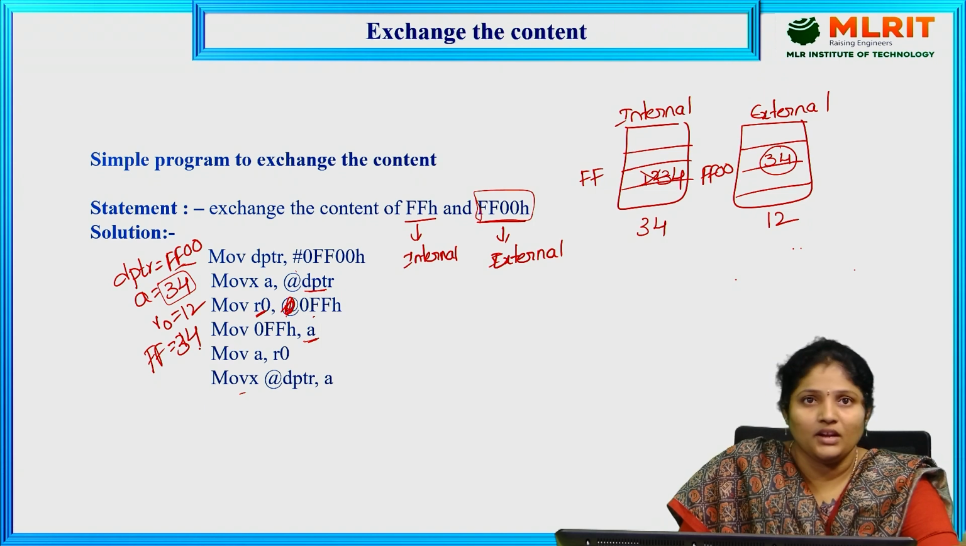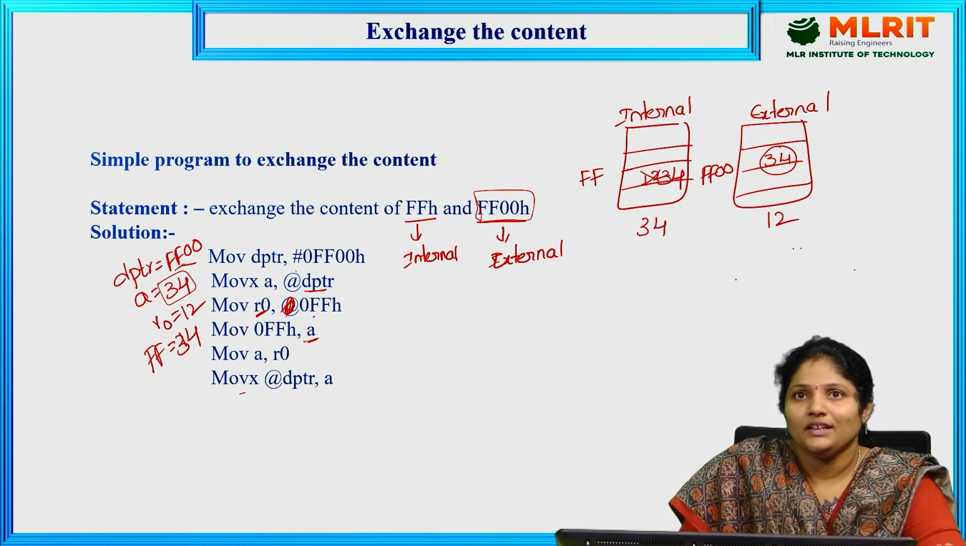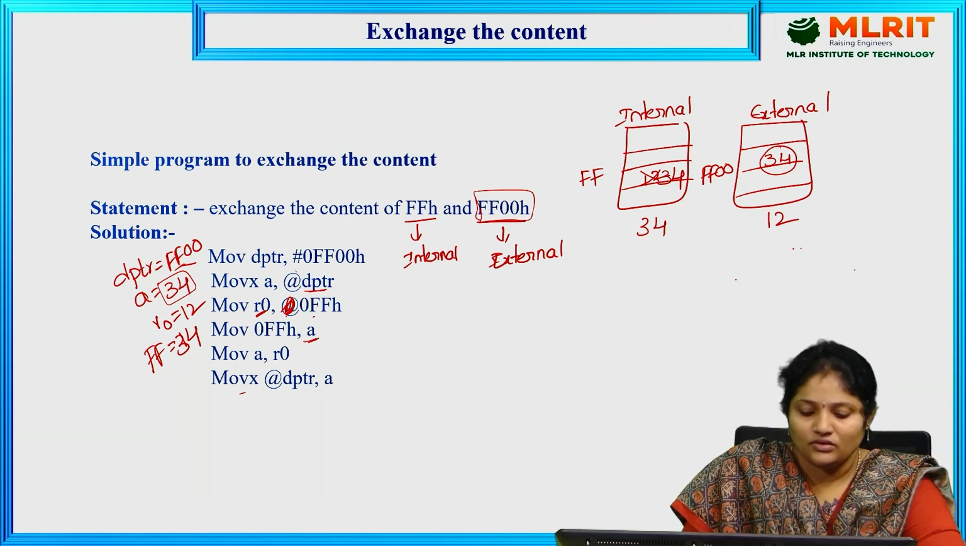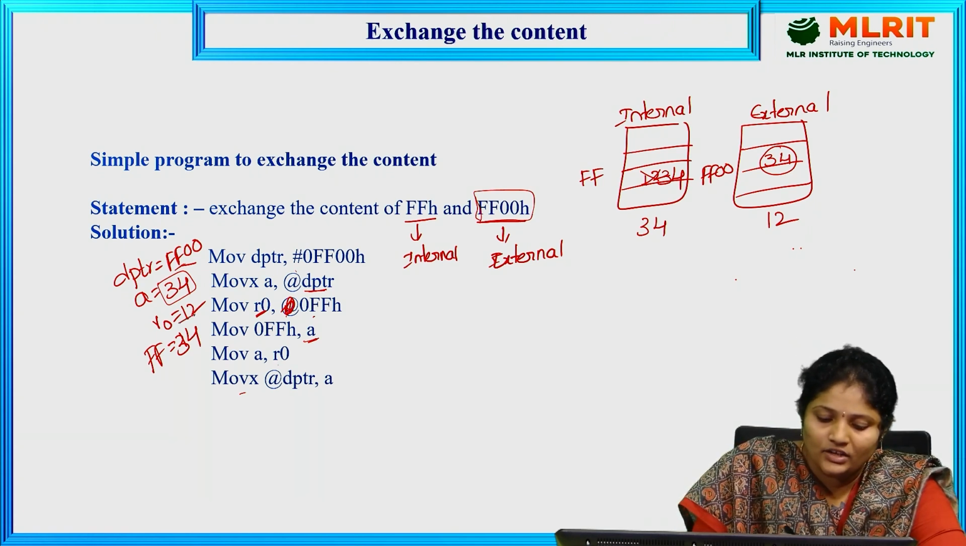Half of the program is done. So next, what do we need to do? We need to keep the data that was before in the FFH into FF00H. So now R0 is having 12. This needs to be moved to the accumulator.